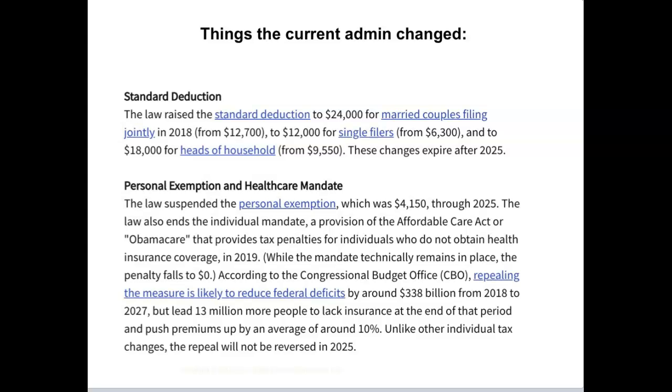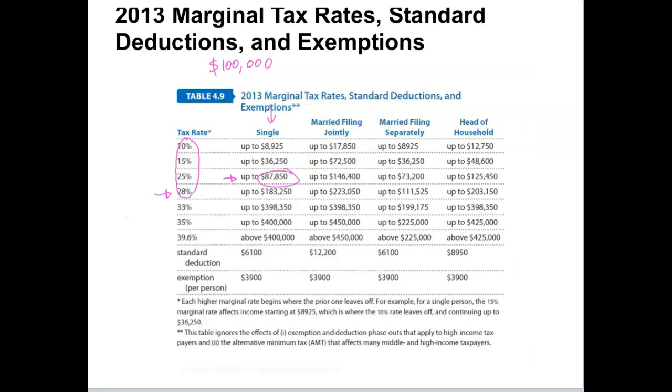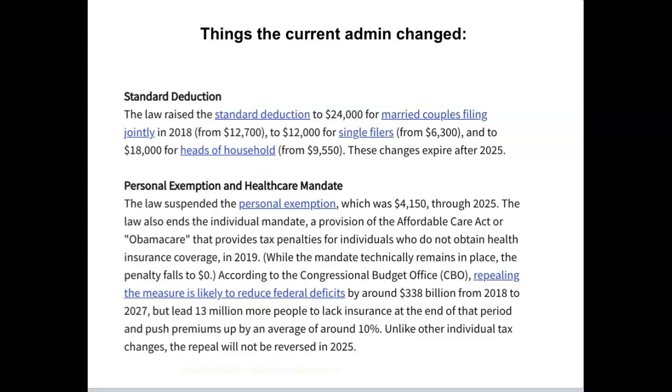Yeah, the last administration changed a couple of things as well. So notice that here the standard deduction was $6,100 and the exemption was $3,900. The last administration raised the standard deduction for married couples to $24,000, and $12,000 for single filers, but it got rid of the personal exemption. So it basically doubled the standard deduction, but got rid of the personal exemption, which had little to no impact on everybody's personal taxes.